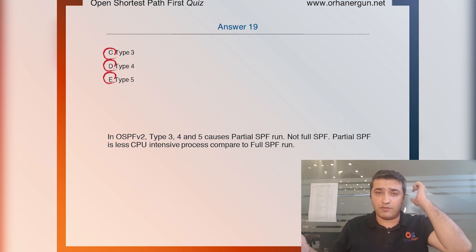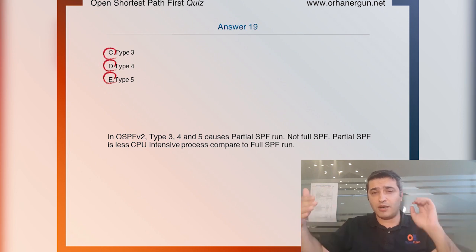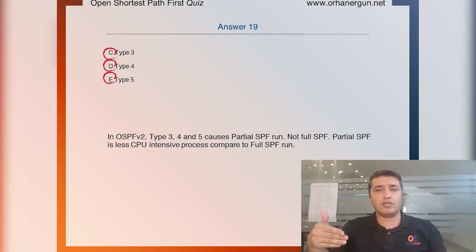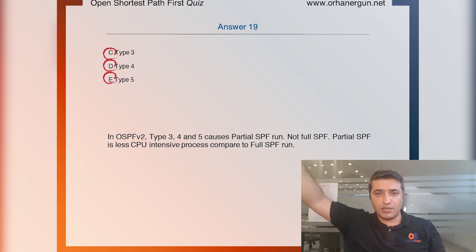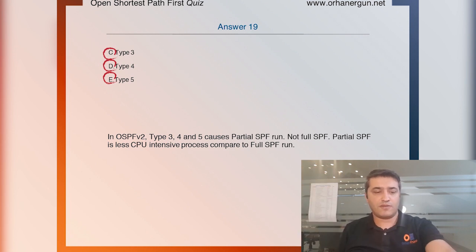They don't need to run full SPF. Partial SPF means updating the metric information, or if there is a failure and you lose some prefix information, removing that prefix information from the routing table. But it doesn't have to run the entire network graph and compute the shortest path between each and every point, etc. Right? So partial SPF is triggered by type 3, type 4 and type 5 LSAs in OSPF version 2.